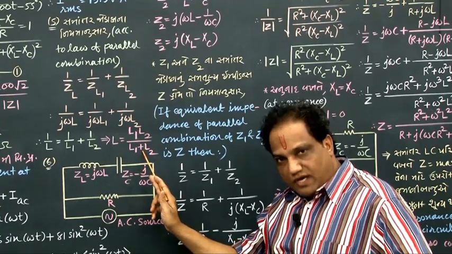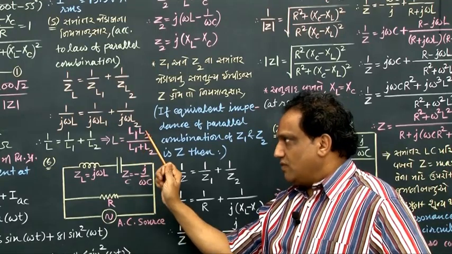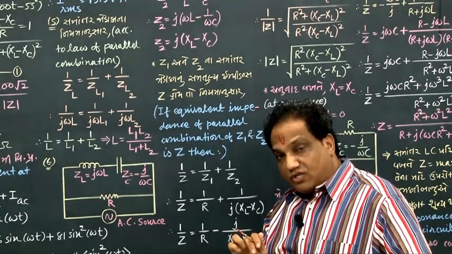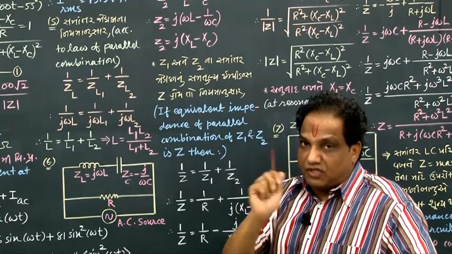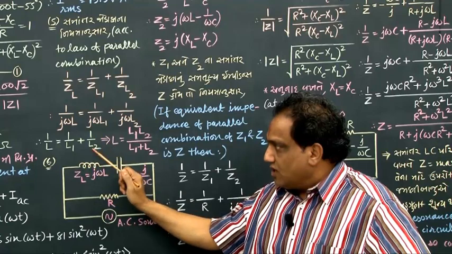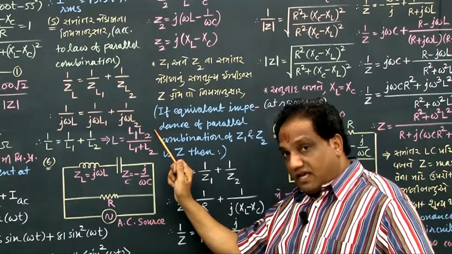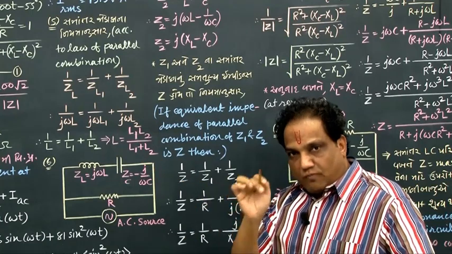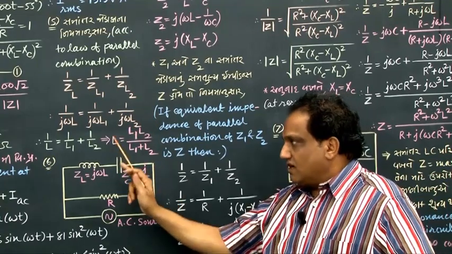Multiplication upon addition. But mind well, this formula, L1 into L2 upon L1 plus L2, don't write multiplication upon addition in case of parallel connection of more than two inductors. If there are 3, then 1 upon L will be equal to 1 upon L1 plus 1 upon L2 plus 1 upon L3. In that case, you will get L equals L1 L2 L3, but in the denominator it is not L1 plus L2 plus L3. No, it is L1 L2 plus L2 L3 plus L3 L1. So take care.